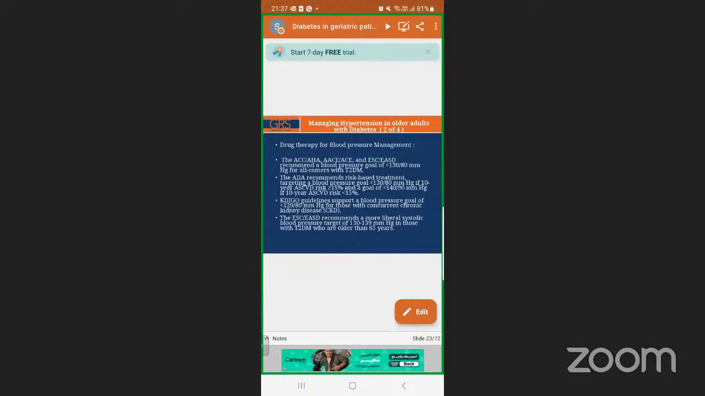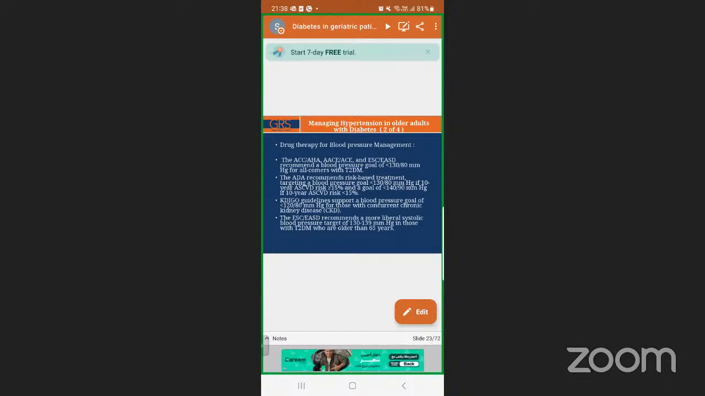The American College of Cardiology, the American Association of Clinical Endocrinology, and the European Society of Cardiology recommend a blood pressure goal target of less than 130/80 mmHg for all comers with type 2 diabetes, while the ADA recommends risk-based treatment targeting a different blood pressure goal of less than 130/80 if the 10-year atherosclerotic cardiovascular risk is greater than or equal to 15%, and a goal of less than 140/90 if the 10-year atherosclerotic cardiovascular risk is less than 15%.